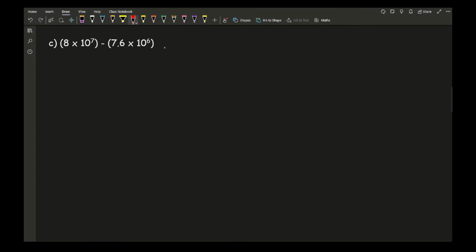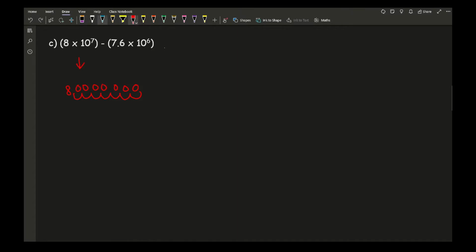So again, looking at this, we've got 8 and we're going to move the decimal point. There is no decimal point in 8, so I just treat it like a full stop. I'm going to move it 7 places. So 1, 2, 3, 4, 5, 6, 7.